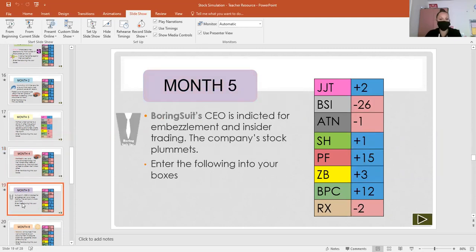So month 5, Boring Suit CEO is indicted for embezzlement and insider trading. That company's stock plummets. So remember Boring Suit, that was the international banking firm. So your column should be +2, -26, -1, +1, +15, +3, +12, and -2.